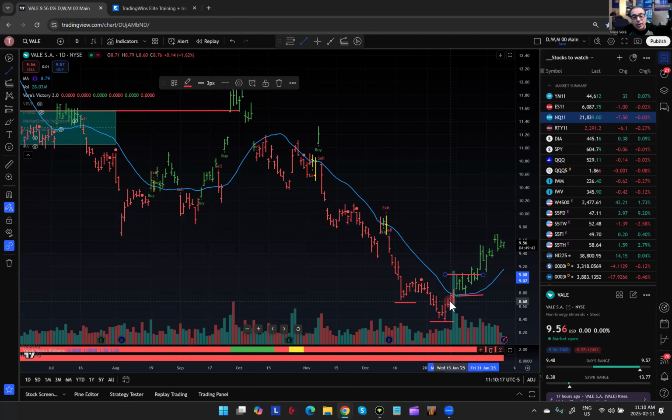What you want to make sure of is that you cross and then you either take out a prior high or you retest that 20, meaning you come back and this time the 20 is acting as support. And when you bounce off it and come up and take out that high, now you know that you're moving in the next direction. All right.